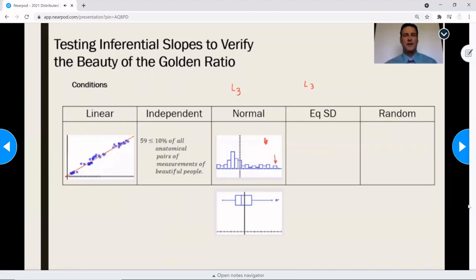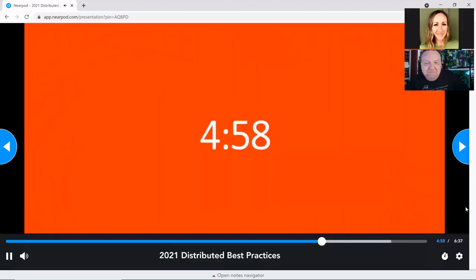Some people ask, is that an outlier? And it happens to be. Sometimes we don't get perfect data, but we will look at it and make some discussion about it.